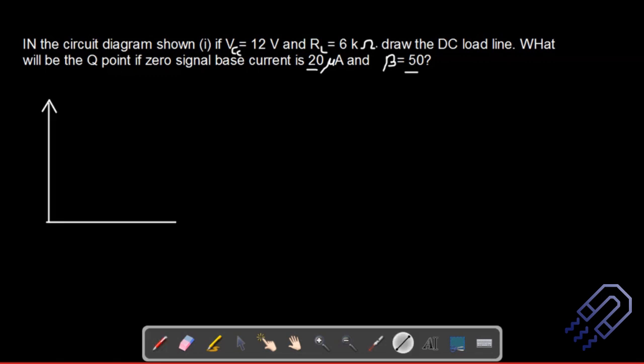So let me outline. 2 milliamp. That's IC. And what about VCC? 12 volt, right?